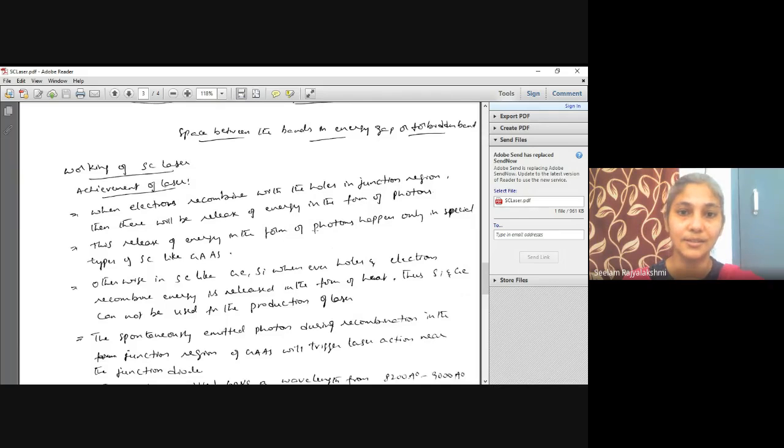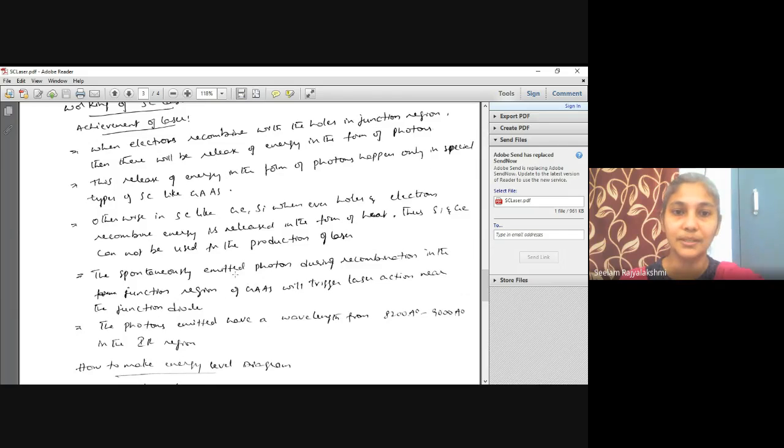This release of energy in the form of photons happens only in semiconductors like gallium arsenide. Not for all materials do we attain the lasing action. Semiconductors like gallium arsenide will release photon energy, giving laser action. But if we consider semiconductors like germanium and silicon, whenever holes and electrons recombine, they release the energy in the form of heat. That means it is not a laser, so this is not for the production of laser.